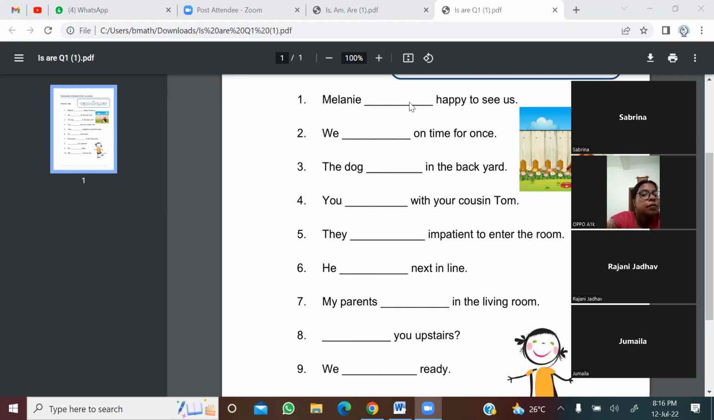Is it is or am or are in the first sentence? Melanie is happy. Yes, Melanie is happy to see us because it's the name of one person. That's why is. Second one. Don't mute, keep it unmuted unless it's over, because otherwise it will be difficult for you. What's the second one? We are on time for once. You're right. The third one. The dog is. Yes, the dog is in the backyard. Fourth one.